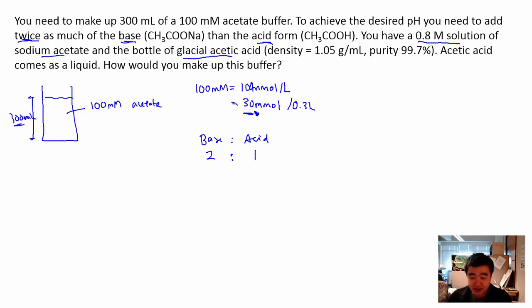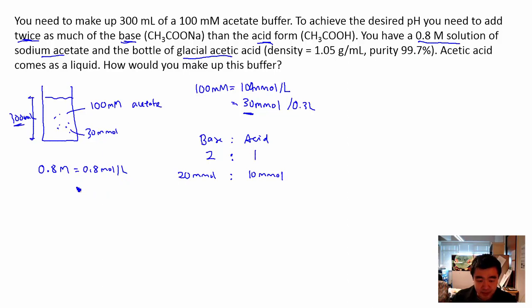Now, out of the 30 millimoles, okay, so there's 30 millimoles of acetate that need to be floating around in here. Okay, 2 parts of this 30 need to be base, 1 part needs to be acid. Therefore, we need 20 millimoles of the base form to 10 millimoles of the acid form. Okay, so the base form, the stock comes in this 0.8 molar solution. 0.8 molar can be expressed as 0.8 moles per liter.